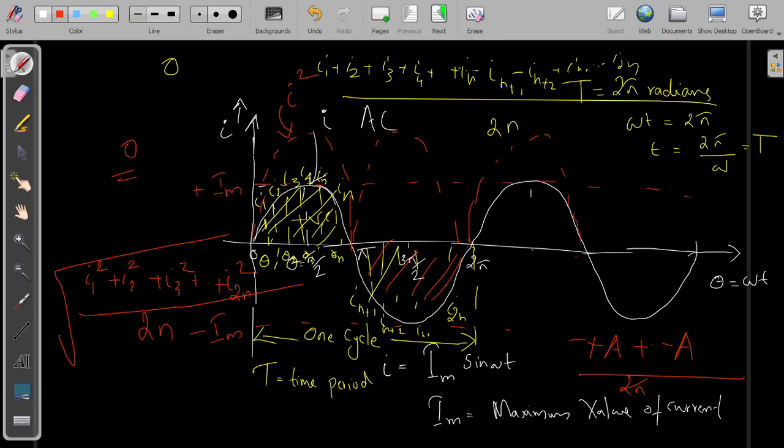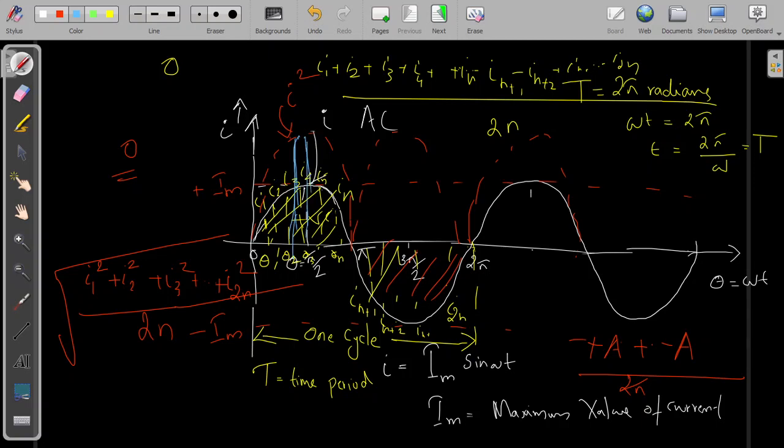Actually, the squared waveform cycle is pi only, but since we are finding the RMS value for the entire alternating current waveform, the length of one cycle will be 2 pi. Okay, so this is I square, and in order to find out the area, I am again considering a strip like this.